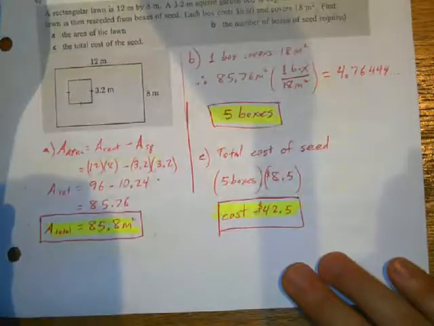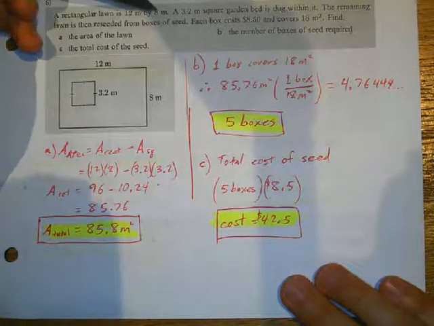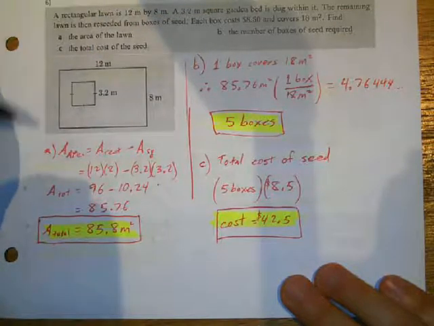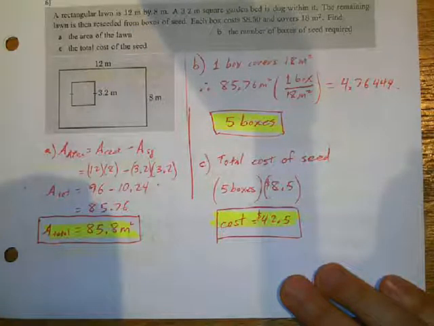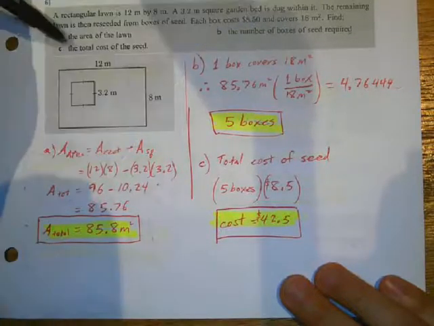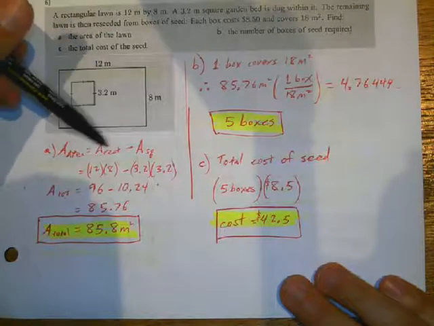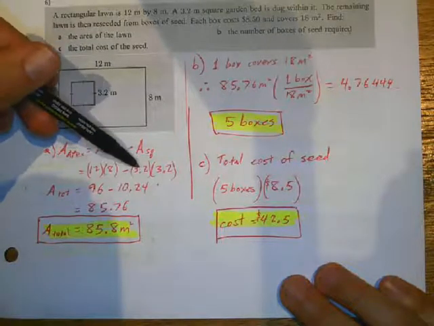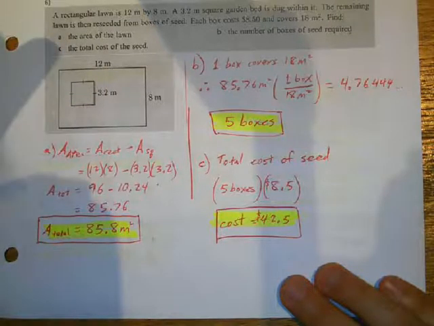Okay. Next, the rectangular lawn, 12 meters by 8 meters, has a 3.2 meter square garden bed dug out of it. The remaining lawn is reseeded and boxed. Each box costs $8.50 and covers 18 meters squared. First, find the area of the lawn. So the area is the area of the rectangle minus the area of the square. Area of the rectangle is 12 times 8. Area of the square is 3.2 times 3.2. Subtract them. That gets me the area excluding the square.